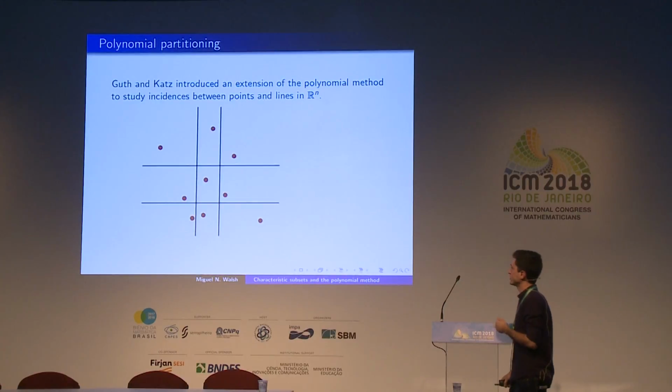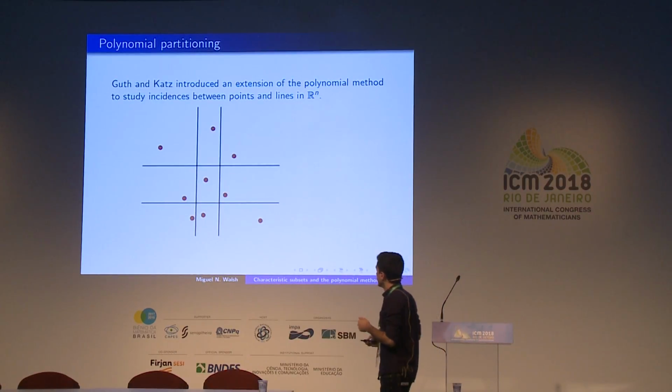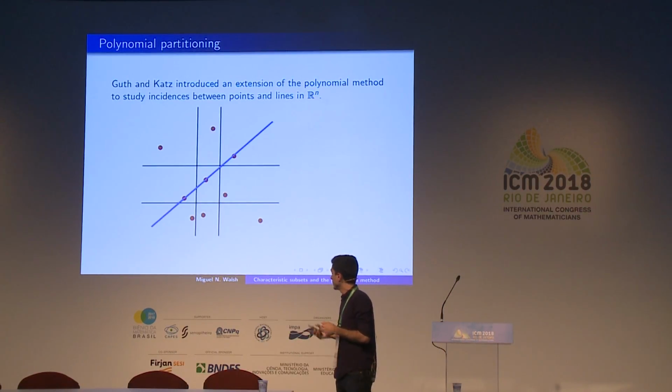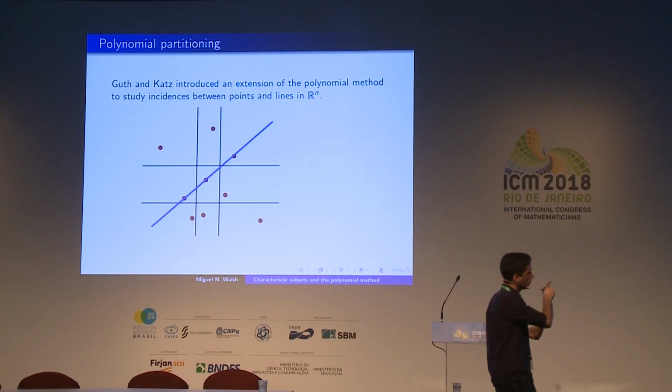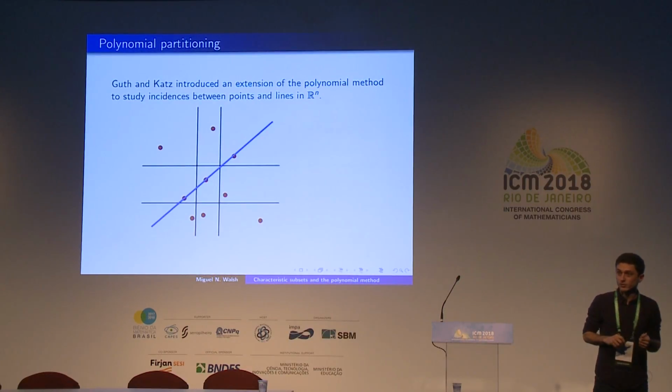Why is this useful for incidence questions? Well, if you have a line, it may touch some of your points, but what you do know about the line is that if it's not contained inside the zero set, then, for a polynomial of degree 4, it can only touch at most 4 points.